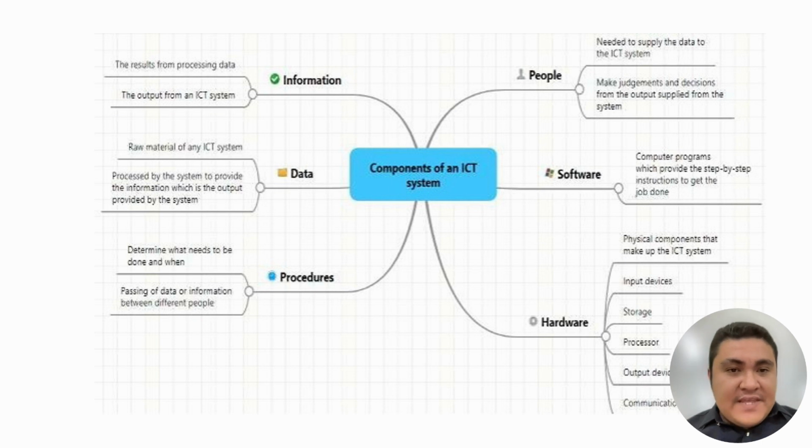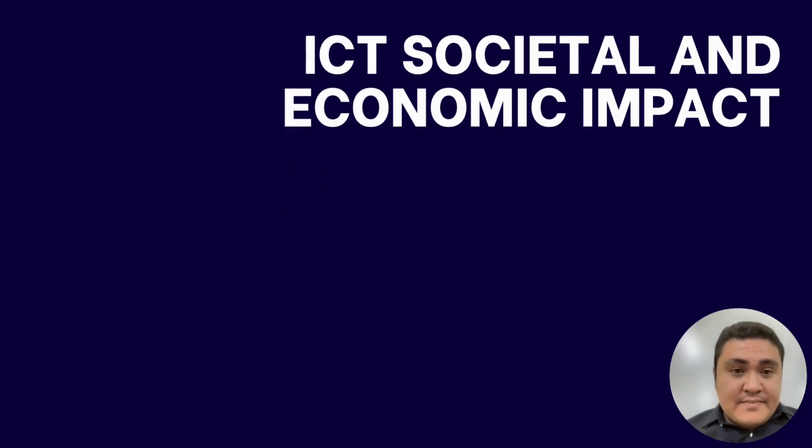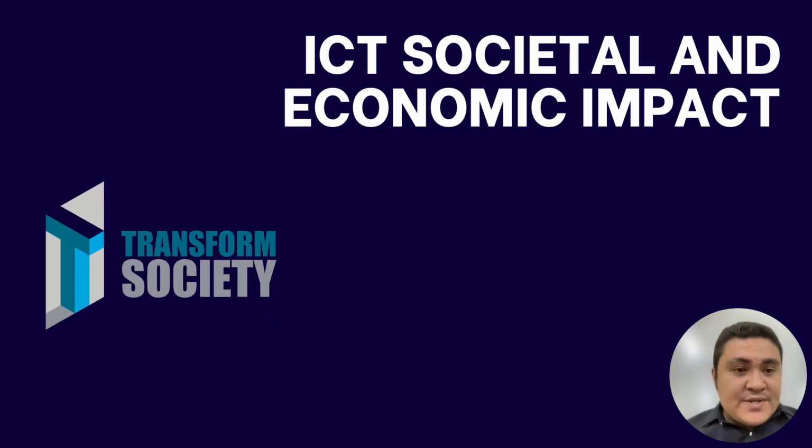Anything that is lacking within the six might become a problem when you are doing ICT or when you are using ICT. Okay, now let's go to the next one. You have ICT societal and economic impact. So the first one is transformation.